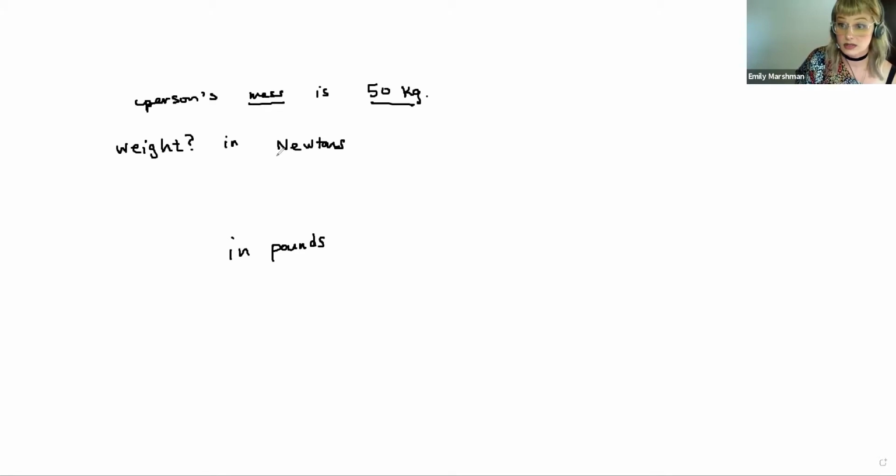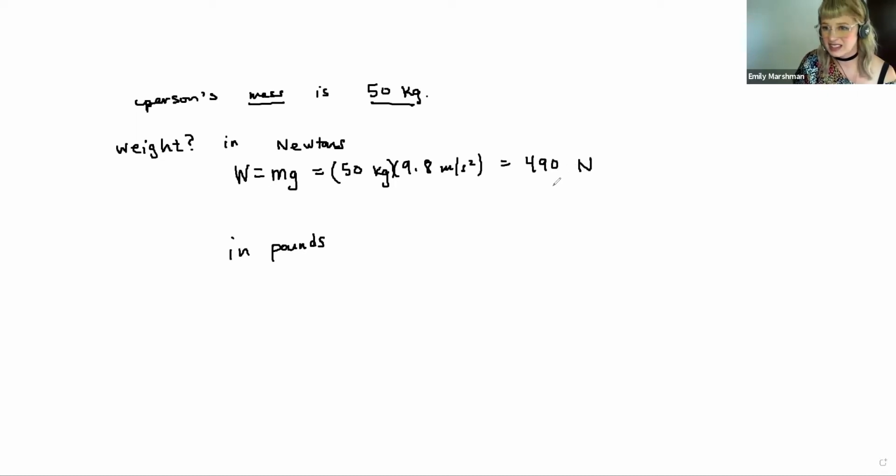Well, in newtons, I can simply use the person's mass multiplied by the acceleration due to gravity. So the weight is equal to mg. Their mass is 50 kilograms. The acceleration due to gravity is 9.8 meters per second squared. That means that their weight is 490 newtons. That doesn't really mean much to us. We don't really know what a newton is.